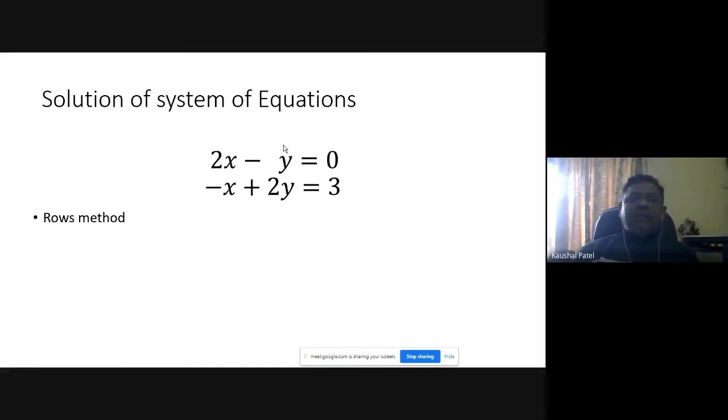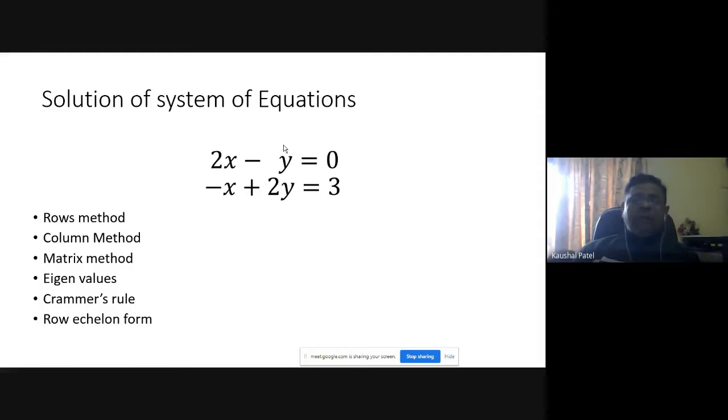There is the solution of a system of equations using the row method. We can use the column method also. There is the matrix method, eigenvalues method, Cramer's rule, row equivalent form and row reduced form. I will go through them quickly and then switch towards the application.